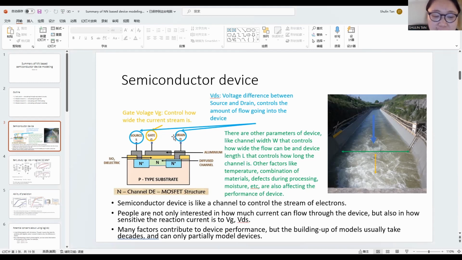And there's a drain, that's the end of the channel. That's kind of like you are drawing current to the drain. And there's also a gate that's controlling how much current there is, kind of like the depth of the water, something like that. It's kind of like controlling how much water you can get. And there are also other parameters like the channel length, that is how long your channel is.